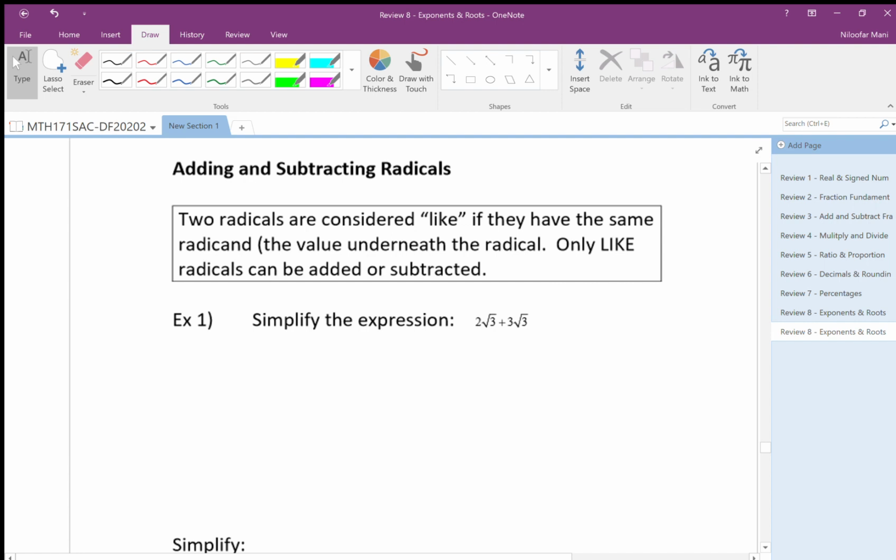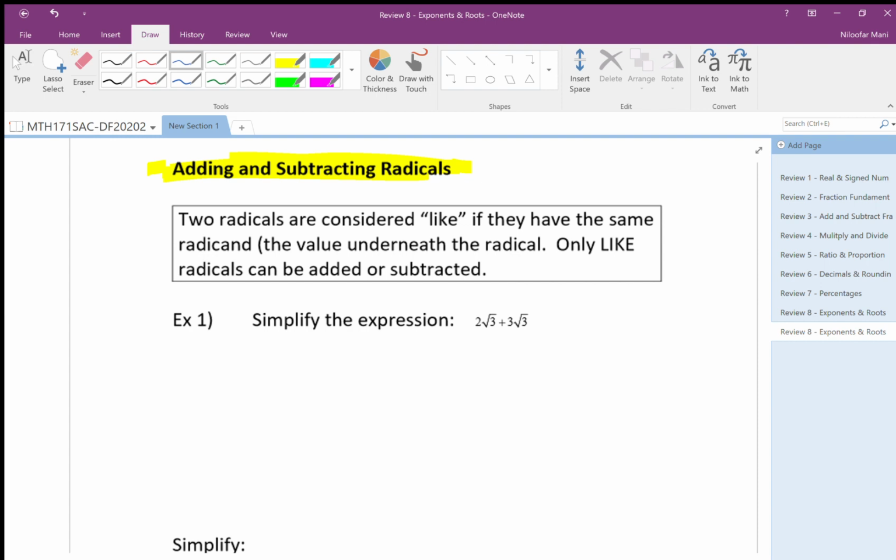Now we reach this lesson, how to simplify and add and subtract radicals. I want to show you this because it's helpful for your future, for derivatives in math 273. You will see them, and they are not really hard, so you can learn them. They are very easy.